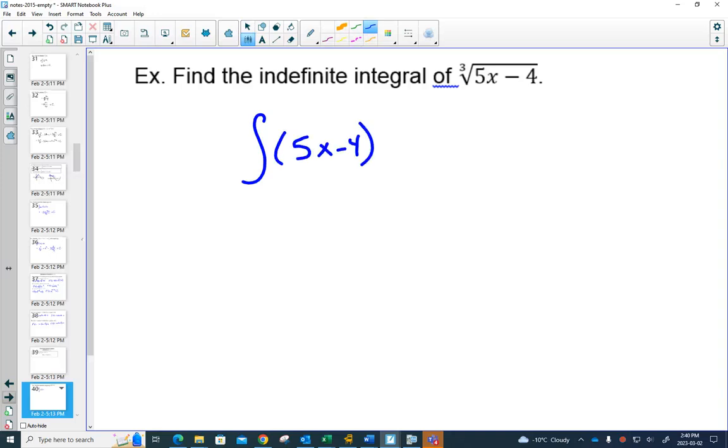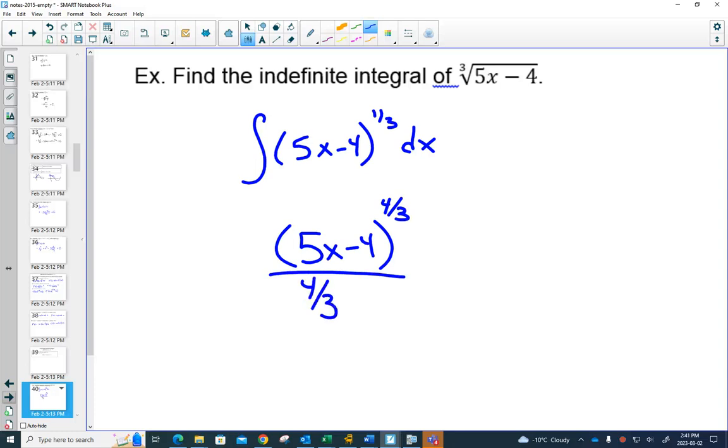First of all, I'll change this to a 1/3. Write it in integral form there. So, regular power rule would say integrating, I'll add 1 to my exponent and divide, but I also now have to divide by 5 because of the chain rule. Plus c, so this will equal multiply by the reciprocal.